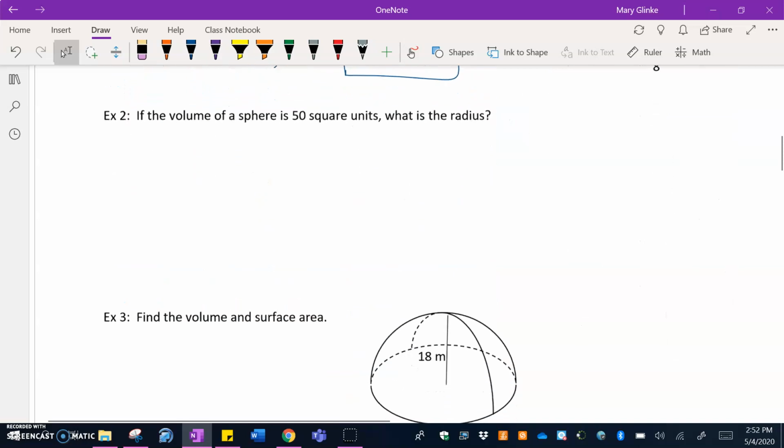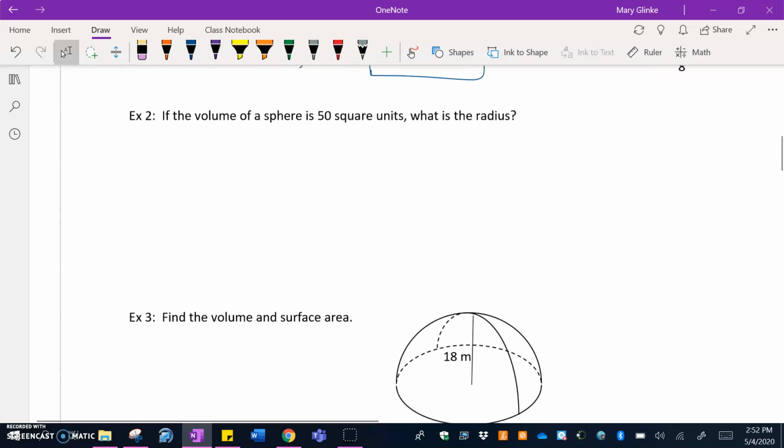So we're going to use our formula and work backwards. We have the volume of a sphere given to be 50 units squared. Oh, that should be cubic units. Cubed units. And so we're going to plug that into our volume formula. That's going to be the volume, and we're going to use 4/3 pi r cubed to try and figure out what the radius would be.